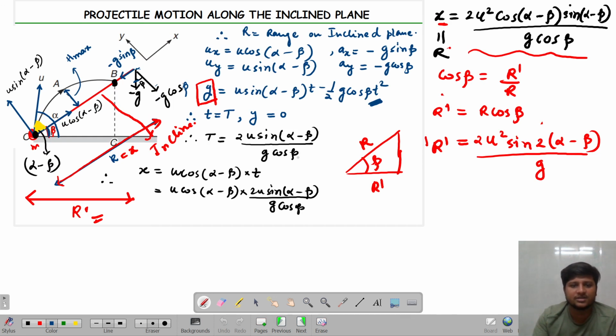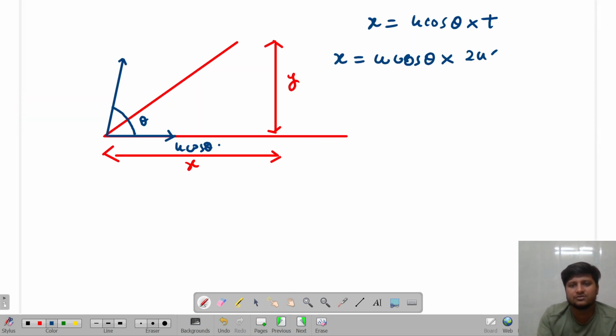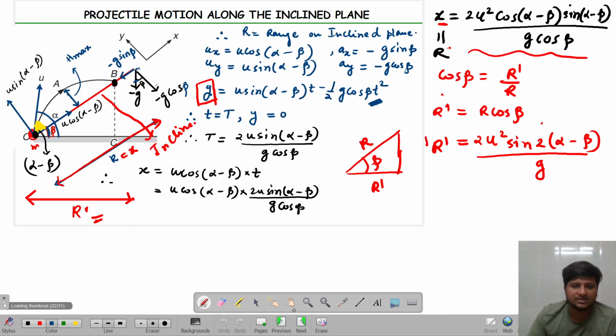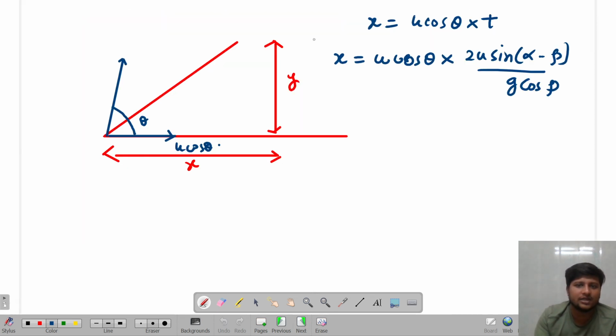Time t is 2u sine alpha minus beta divided by g cos beta, so you multiply u cos theta with it. So I have done both cases. This particular case you will find in Senge's, and this case particularly you will find in MRB and DC Pandey. Got it or not? Which books? MRB and DC Pandey for this equation, and Senge's for this one. So both books I have done.